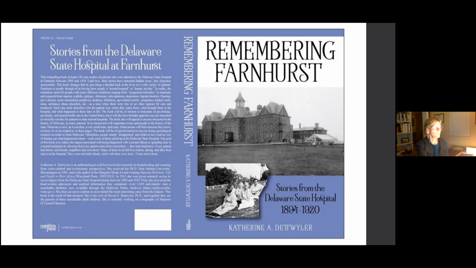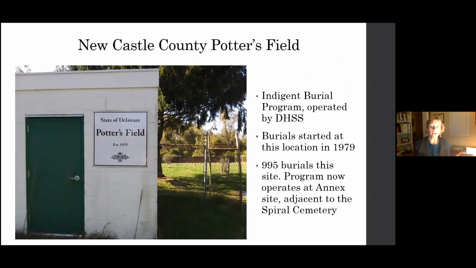So that was very interesting. It's a very interesting book. It's available, and a great bit of historical research, and certainly relevant to us here in Delaware. So on to the second Potter's Field.